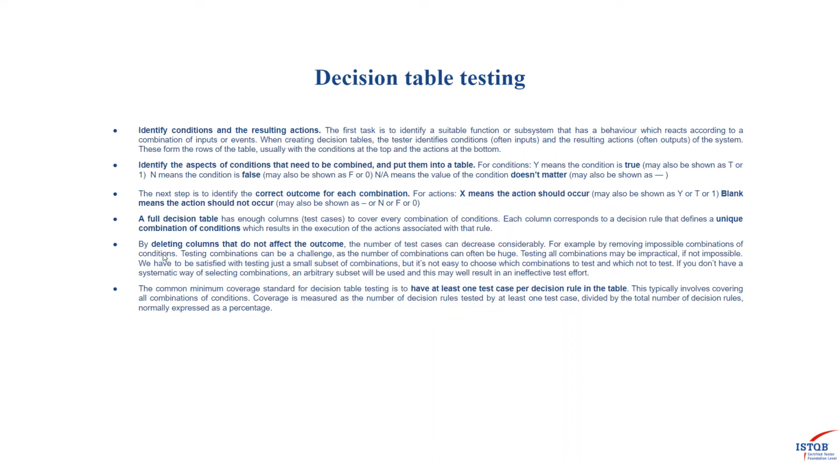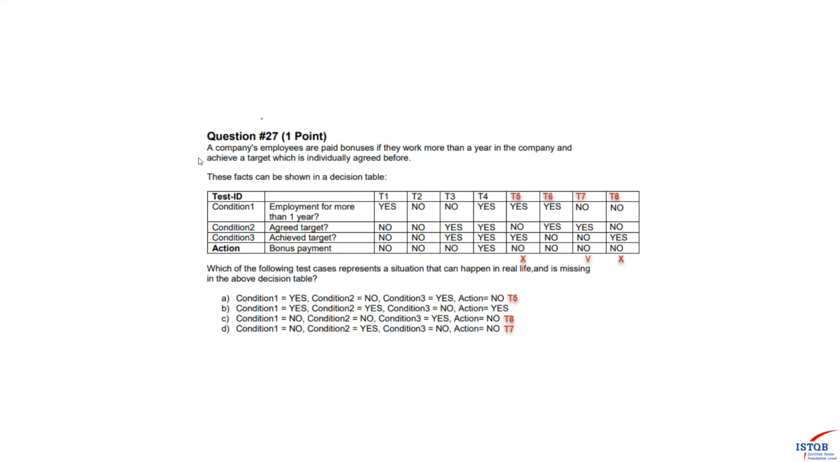Which moves us to the next step, delete columns that do not affect the outcome. In our case we have a restriction in the description. Which of the following test cases represents a situation that can happen in real life and is missing in the above decision table? We need to check each answer and find out if it is a real scenario or not. As you see, each of the answers is a missed test case from the table. For example, answer A. Condition 1, yes, condition 2, no, condition 3, yes, action, no. Matches our test case number 5. To have it in the table helps us to define if it is a real scenario or not. And we can say that answer A is not correct. If there was no agreement on targets, it is impossible to reach the targets.